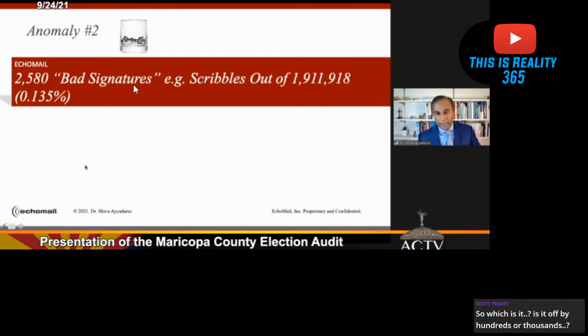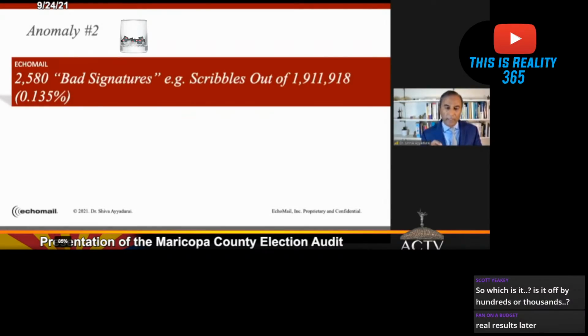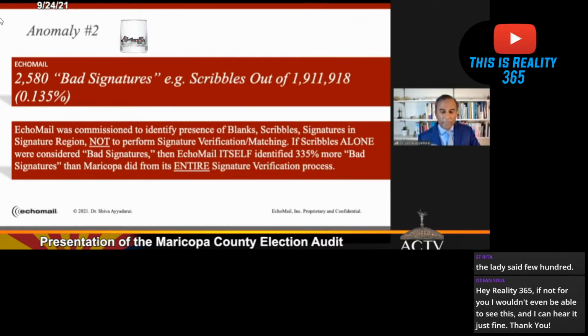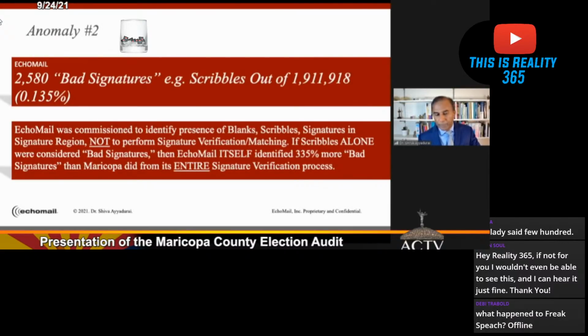Okay. In our case, the anomalies, we discovered 2,580 bad signatures, scribbles. Again, very low tolerance, which is 0.135%. And just to state it again, we were not commissioned to verify signatures; we were commissioned to identify the present blanks, scribbles, and signatures, not to perform signature verification. So scribbles alone were considered bad signatures, and Echomal itself identified 335% more bad signatures than Maricopa did from its entire signature verification process. Okay, very important point here.